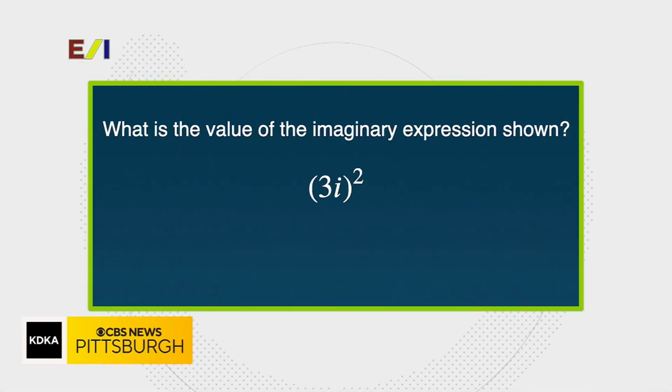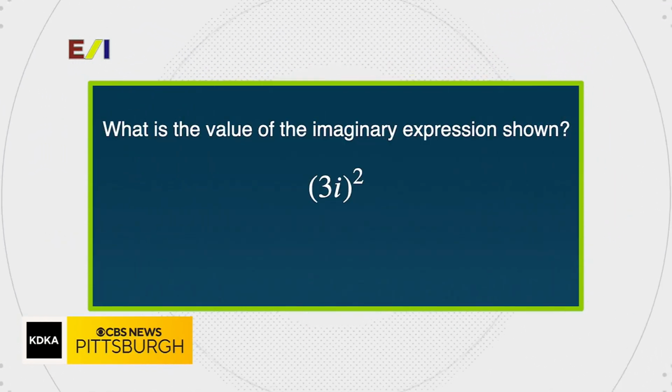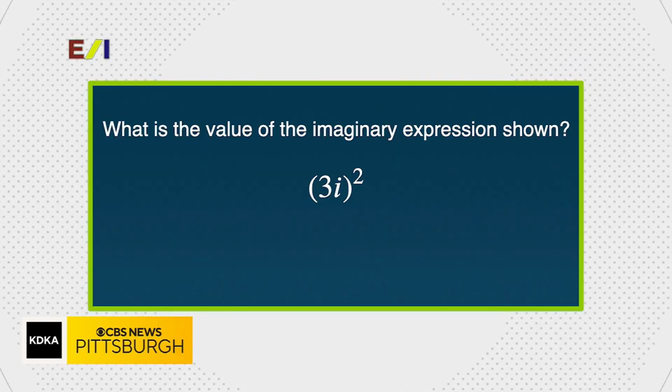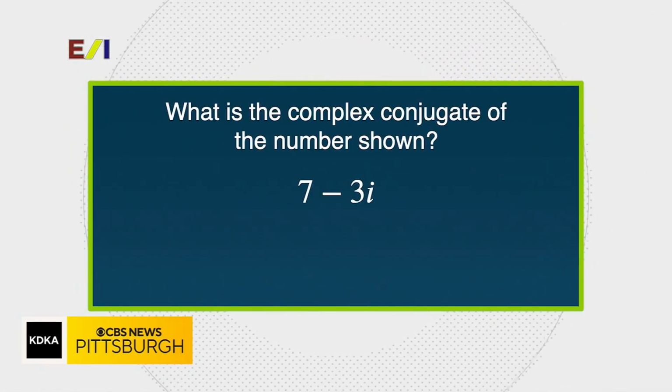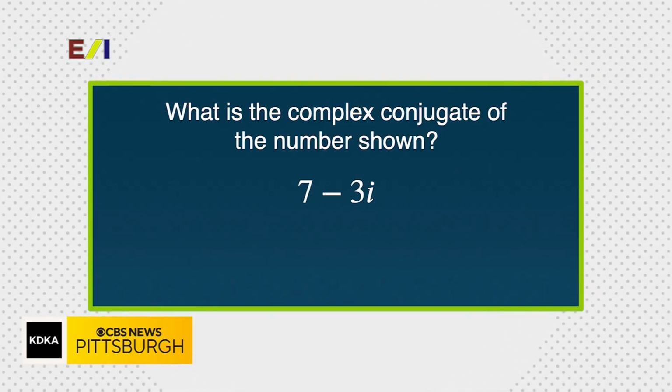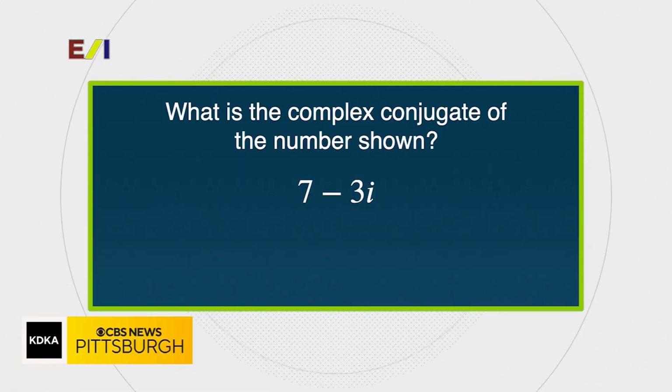Finally up, we have our team from Hempfield Area High School. This is your first math time question. What is the value of the imaginary expression shown? -9. -9 is correct. What is the complex conjugate of the number shown? 7 plus 3i. Again, love the quick math. That is correct. You got both right, adding 40 points to your score, taking you just into the lead with 340 points on the board. Very nicely done, Hempfield Area High School.